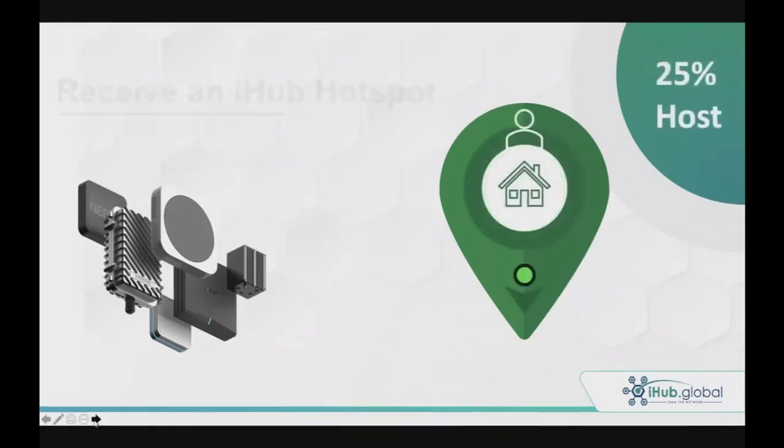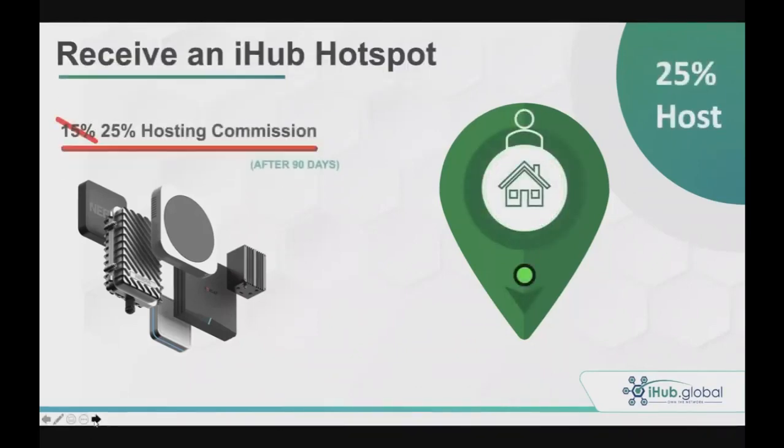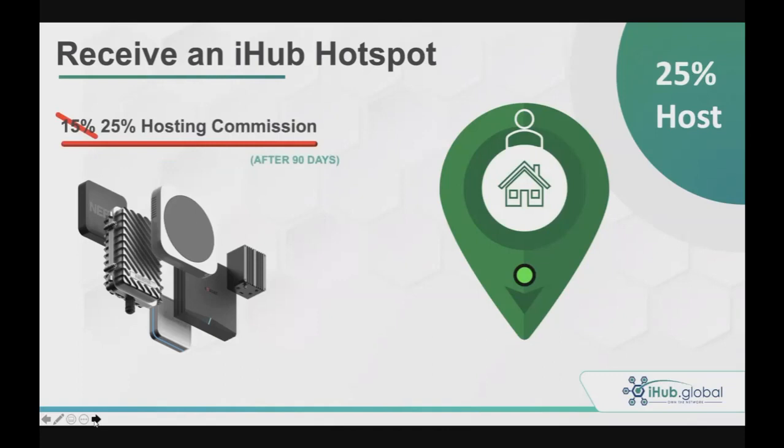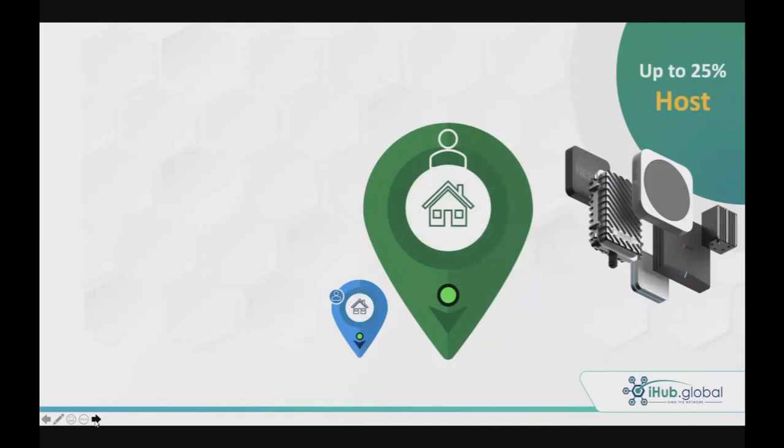Now, look at that 25%. How do we go up to 25% after 90 days? So 25% of all the HNT generated from that miner or hotspot can go to that host, okay? How does that happen? We're going to talk about that in just a minute.